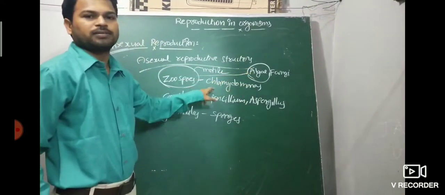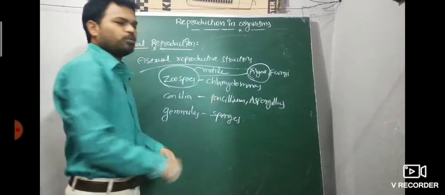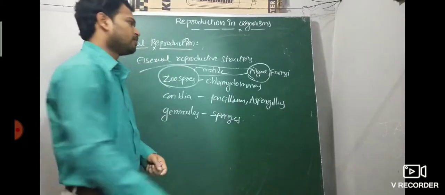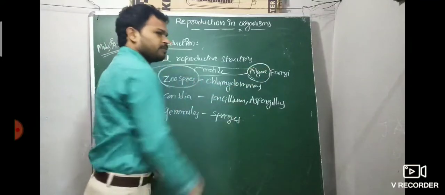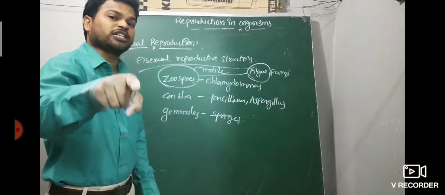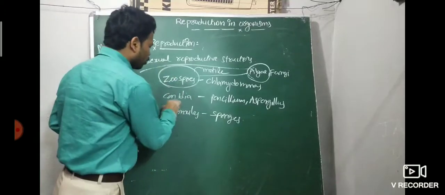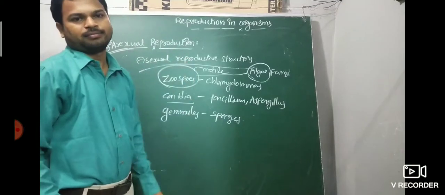Example, Chlamydomonas. Zoospores are most common in which of the following organisms? Algae. Zoospores occur in algae and fungi. Next, conidia: an asexual reproductive structure common in fungi.